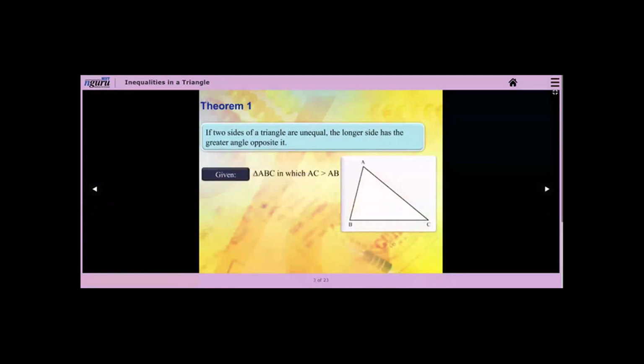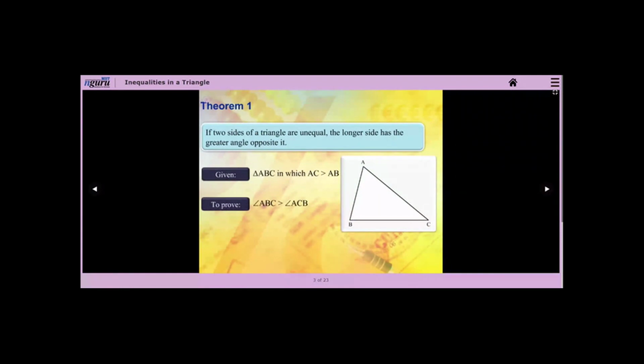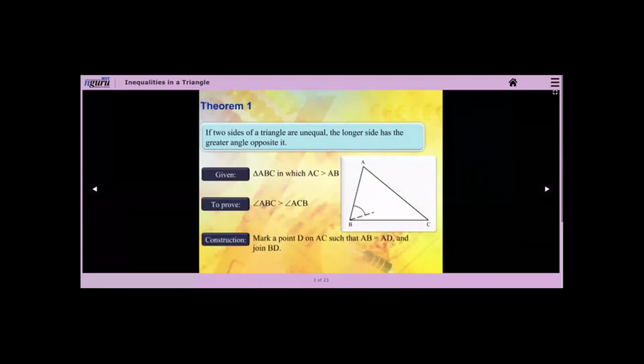Let's geometrically prove the property you have just learnt. It is given that ABC is a triangle in which AC is greater than AB. It is to be proved that angle ABC is greater than angle ACB. Mark a point D on AC such that AB is equal to AD and join BD.